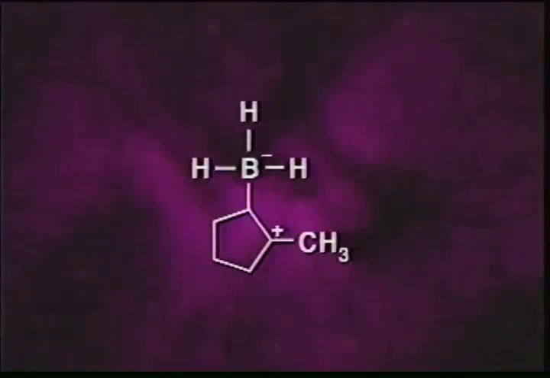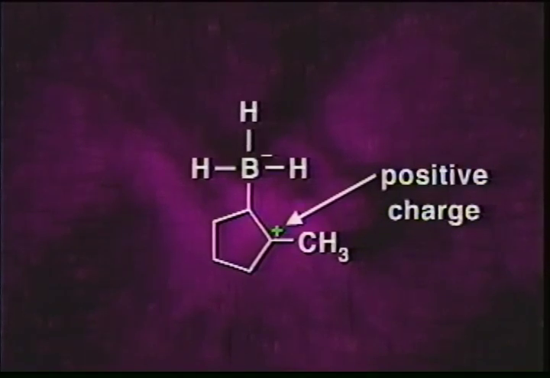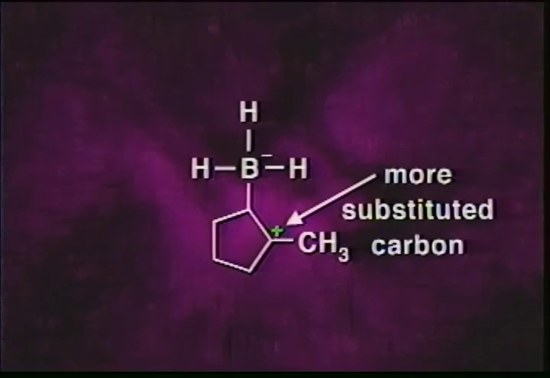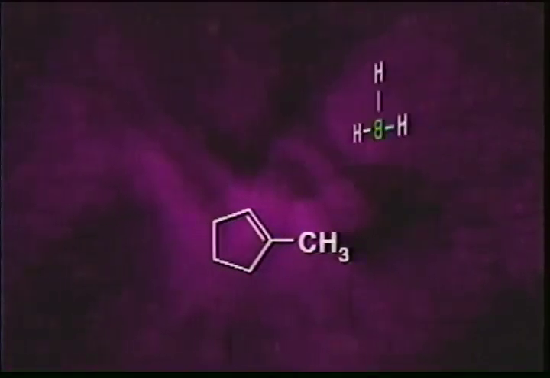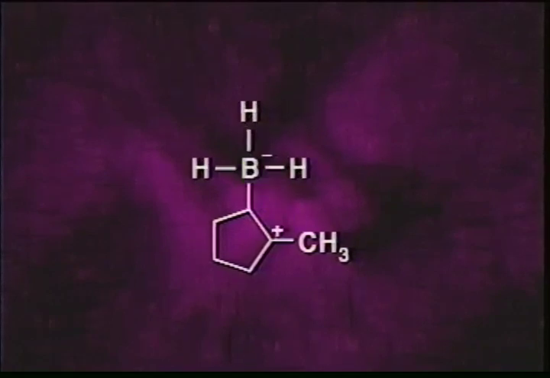We need to count up all the electrons and see what's going on here. Like we said, the boron from the borane molecule is going to bond to the less substituted carbon. It does this so the positive charge that builds up will end up on the more substituted carbon. As the borane approaches the less substituted carbon, look what happens to boron. It forms a carbon-boron bond so that there are 2 electrons in that covalent bond.